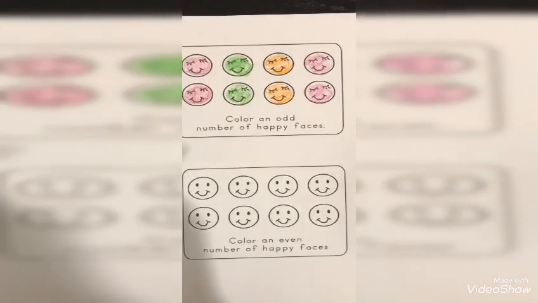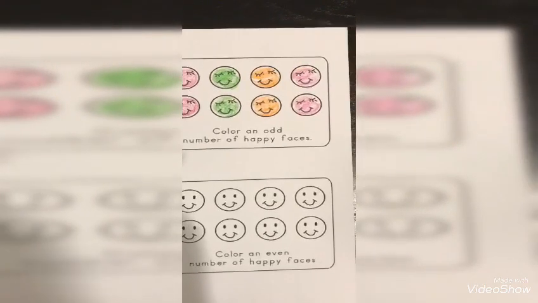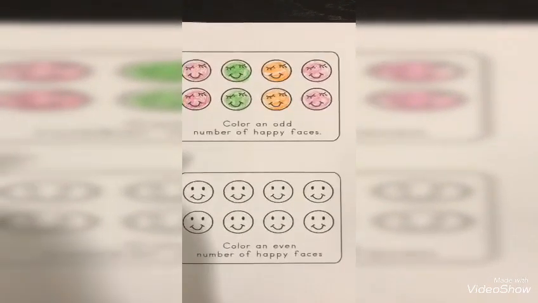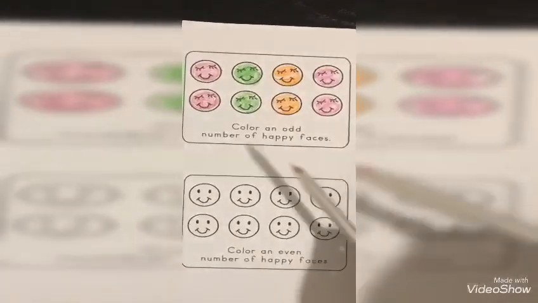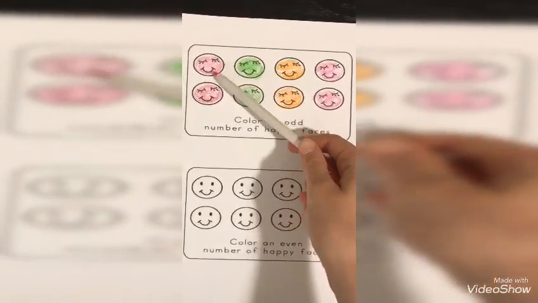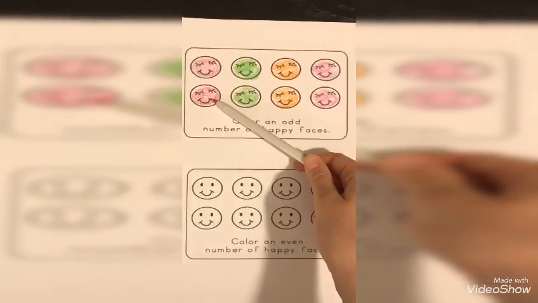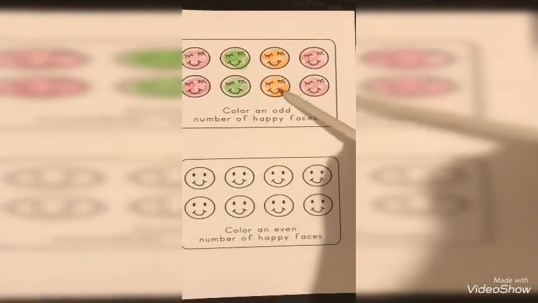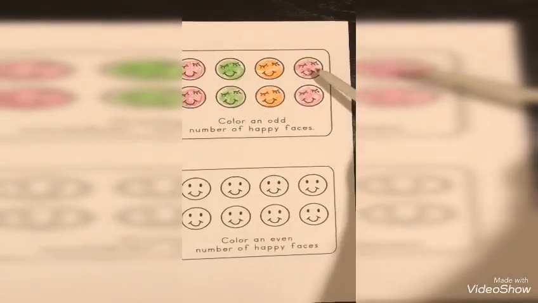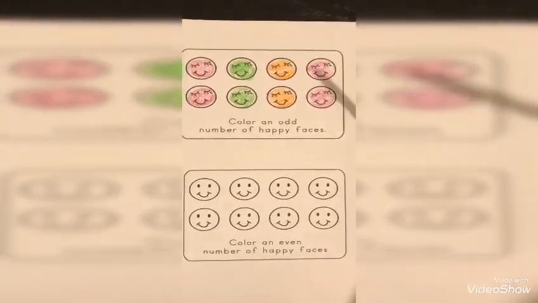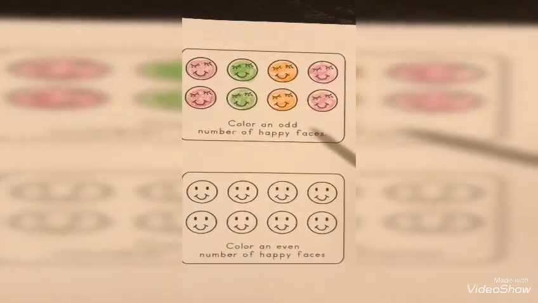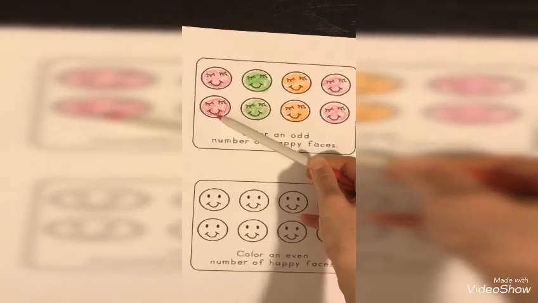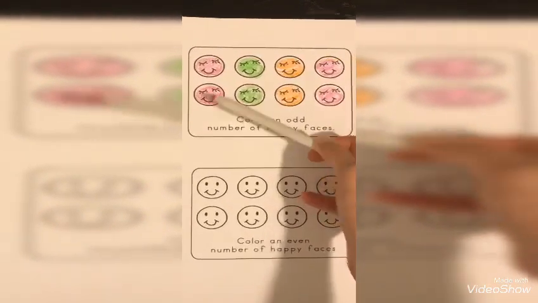Now, you have to understand that a pair means two, and an even number is a number which can be put into pairs. So, let's see what we have here. We have a pair of red happy faces, a pair of green happy faces, a pair of orange happy faces, and a pink pair of happy faces. So, how many pairs do we have? 1, 2, 3, 4. We have four pairs of happy faces, right?